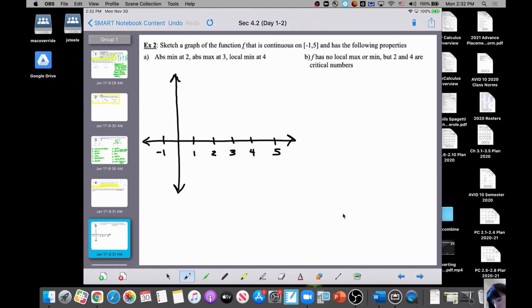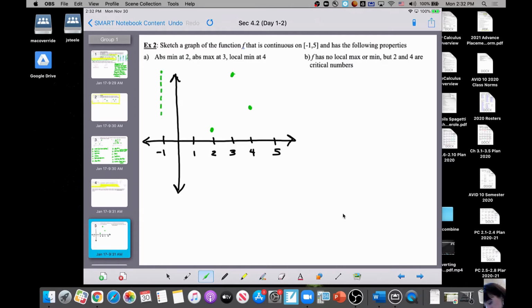And again, we want our function to have an absolute minimum at x equals 2. So we want the lowest point to be at x equals 2. We want the highest point to be at x equals 3. And we want to have a local minimum at 4. So not as low as the value of the function at 2, but definitely lower than it is at 3. And the interval that this function lives on is from -1 to 5.